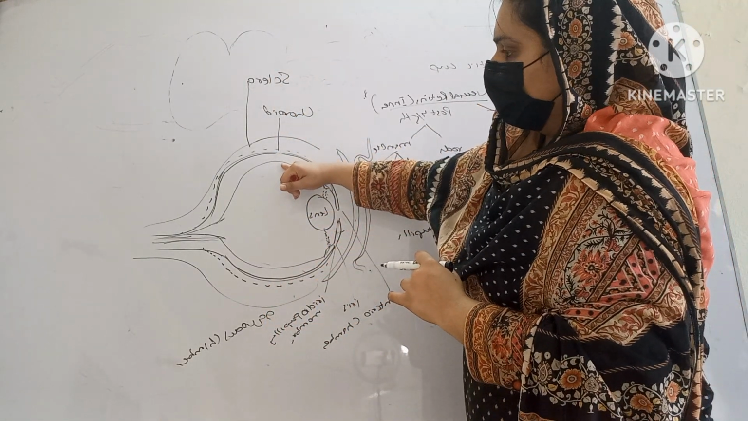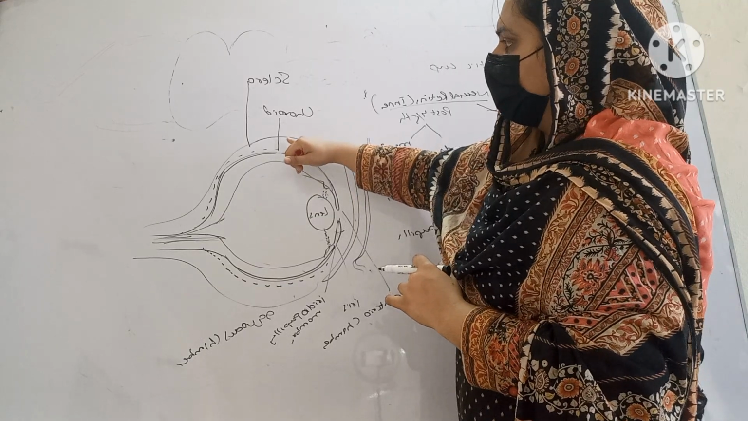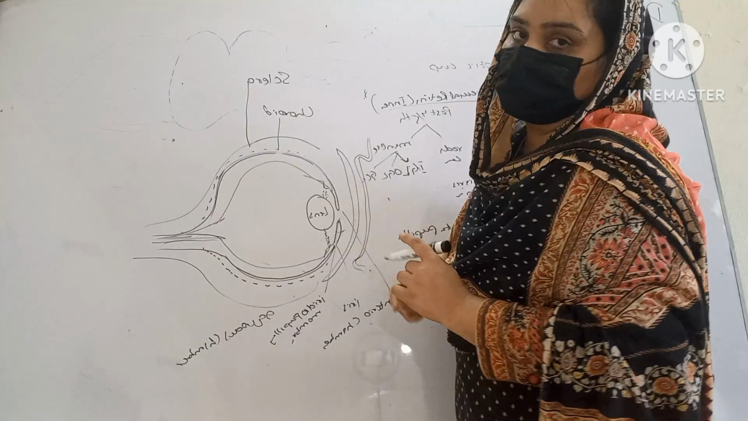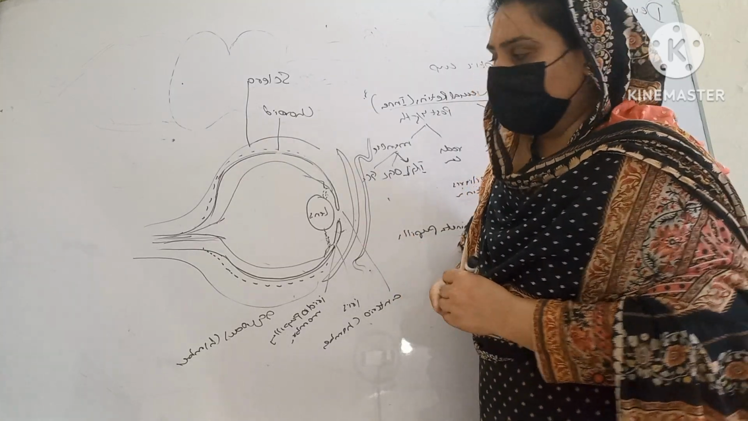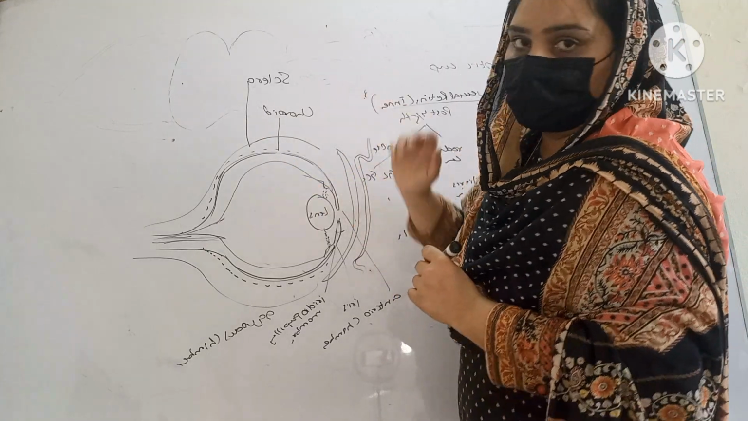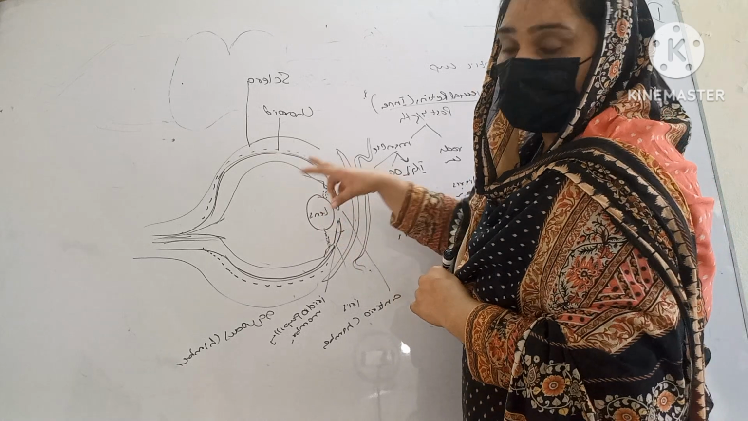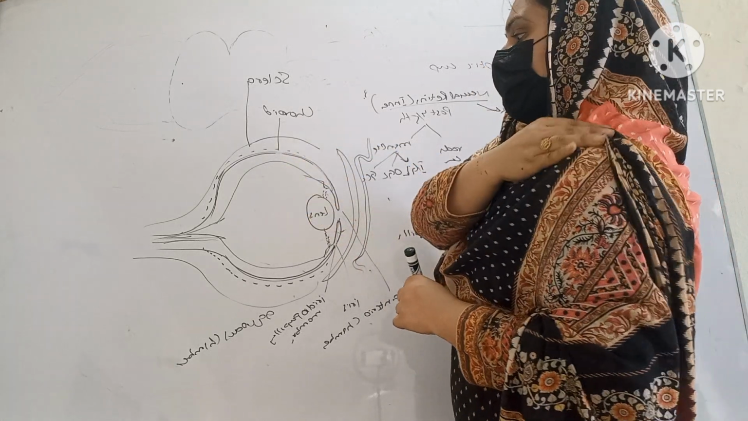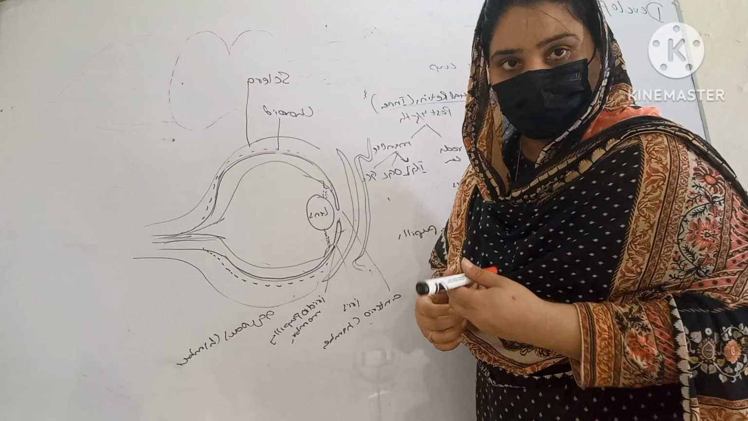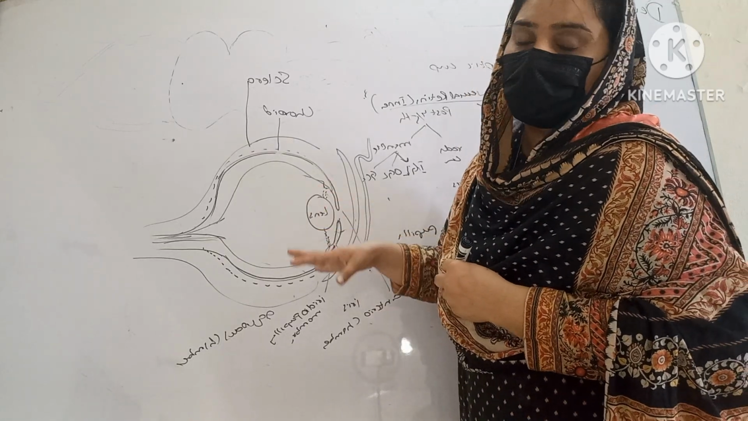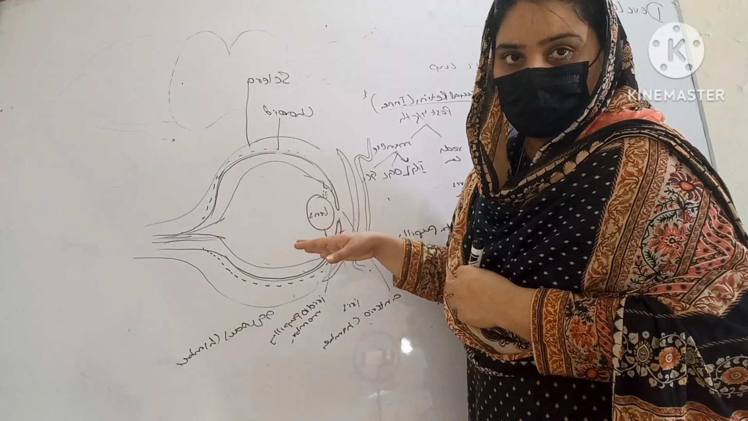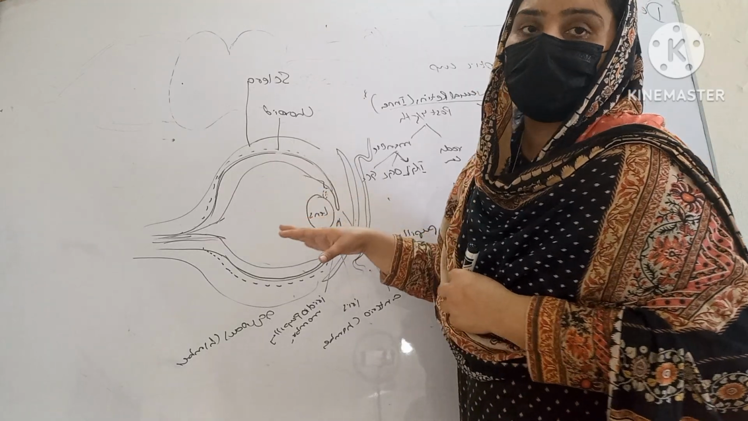Innermost is the retina, then we have the choroid, which is the vascular layer, and the outermost layer is that of the sclera. Now, how is the vitreous body formed? The vitreous body is also formed by the mesenchyme, and there are two types of vitreous humor, primary vitreous humor and the secondary vitreous humor.